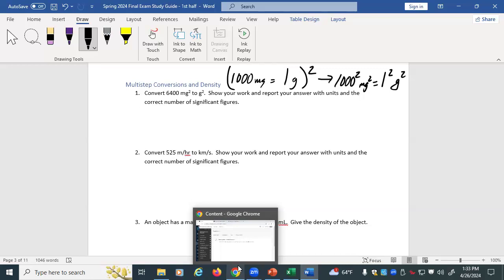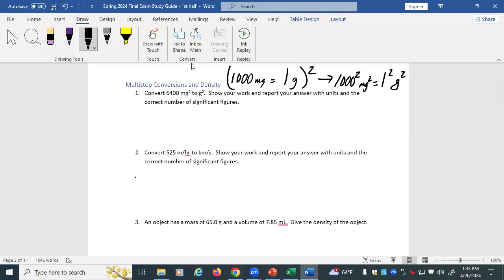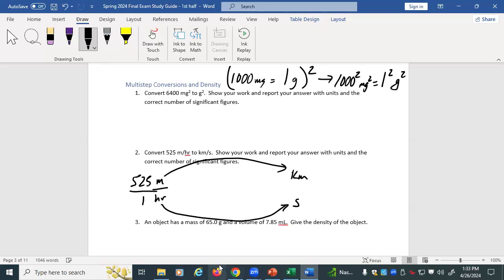But I wanted to highlight number 2 here. Number 2 is a combination unit where we want to turn 525 meters per hour into kilometers per second. And so we've got to do 2 different sets of conversions. We've got to turn the meters into kilometers, and we've got to turn the hours into seconds. And where these particular conversions can be tricky for us is if I have that unit in the denominator, I have to make sure that it actually gets canceled out.